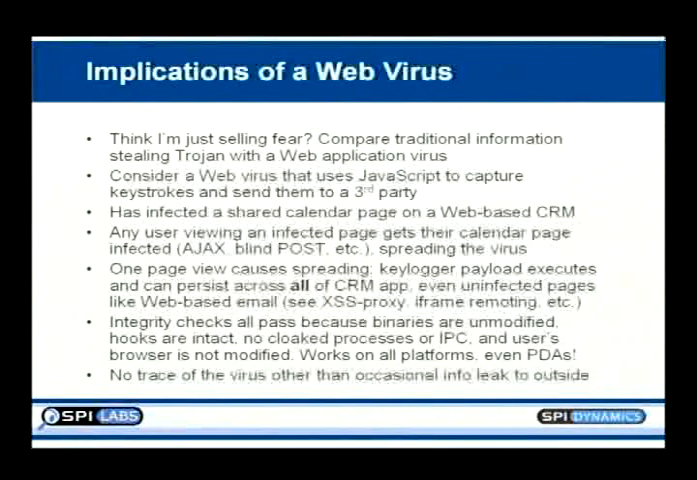So again, I don't want to harp on this, but you really think I'm selling fear by saying cross-site scripting will destroy the internet? Well, consider a traditional information stealing Trojan. I install a keylogger versus I exploit a web app, let's say Gmail, and I install a keylogger there. All right, well, let's think about this. So what are the pros and cons?